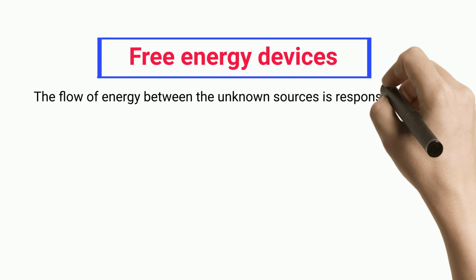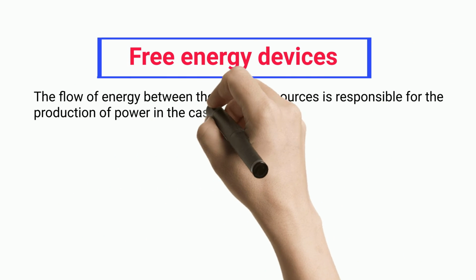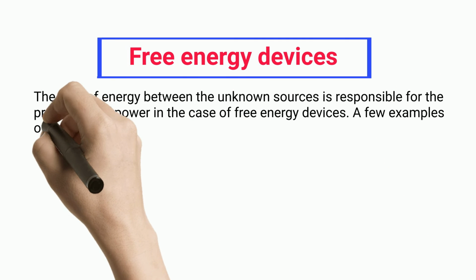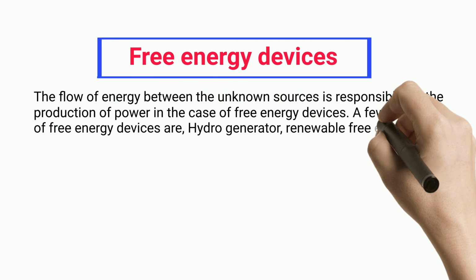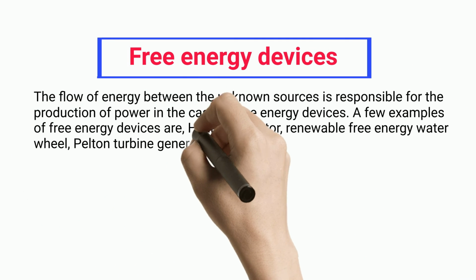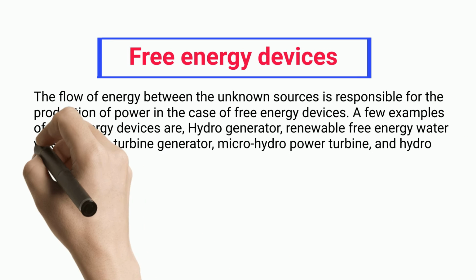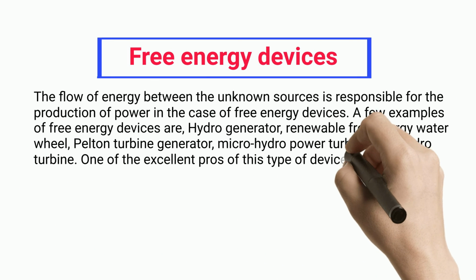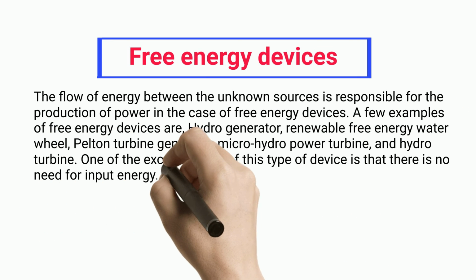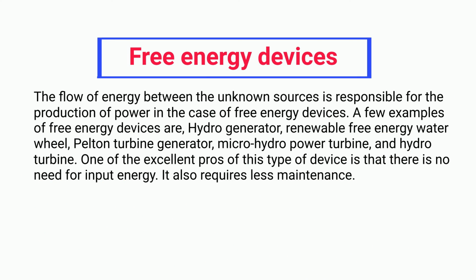Free energy devices. The flow of energy between unknown sources is responsible for the production of power in the case of free energy devices. A few examples of free energy devices are hydro generator, renewable free energy water wheel, Pelton turbine generator, micro hydro power turbine, and hydro turbine. One of the excellent pros of this type of device is that there is no need for input energy. It also requires less maintenance.